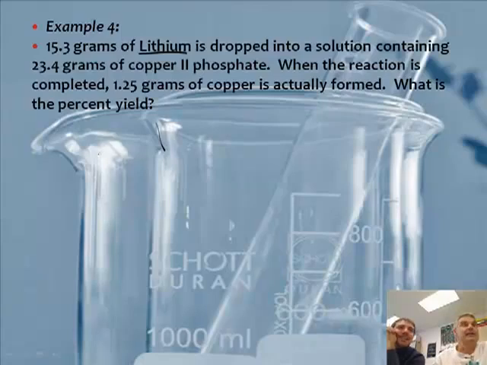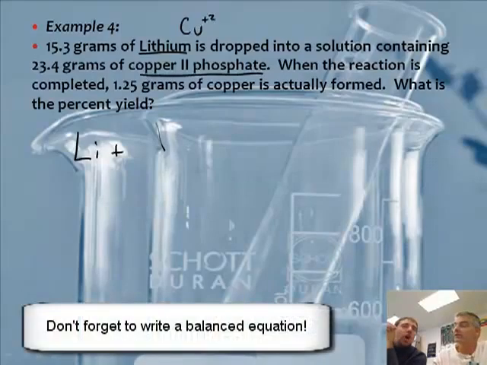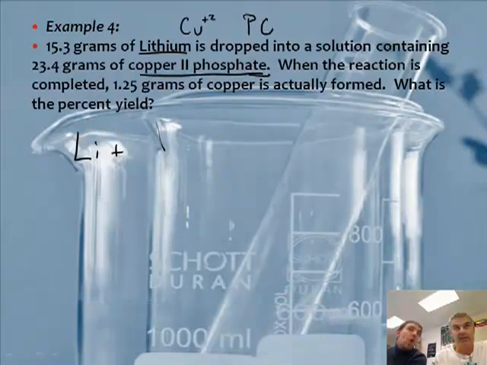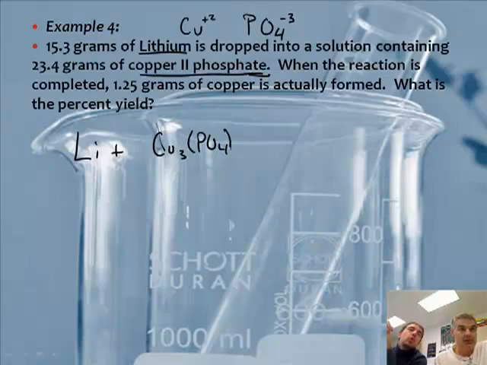Okay, lithium. All right, so lithium is just Li. It reacts with copper(II) phosphate. Copper is Cu2+. The Roman numeral is always the charge. Phosphate: if it ends in -ate, that's got some oxygen in there, that's PO4 with a charge of 3-. So when we put those together, that's a really weird one: Cu3(PO4)2.